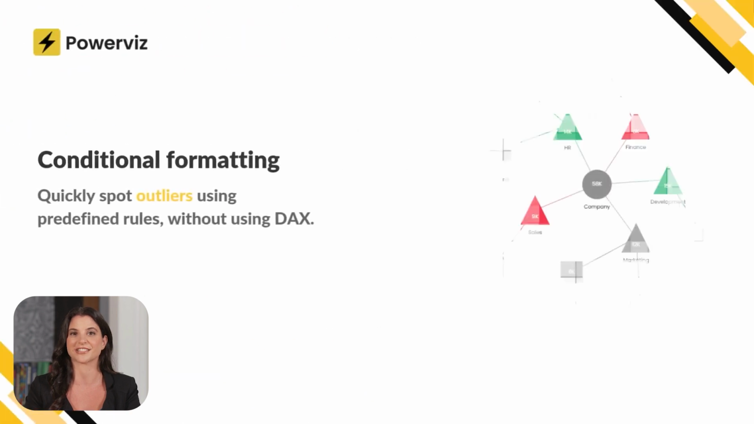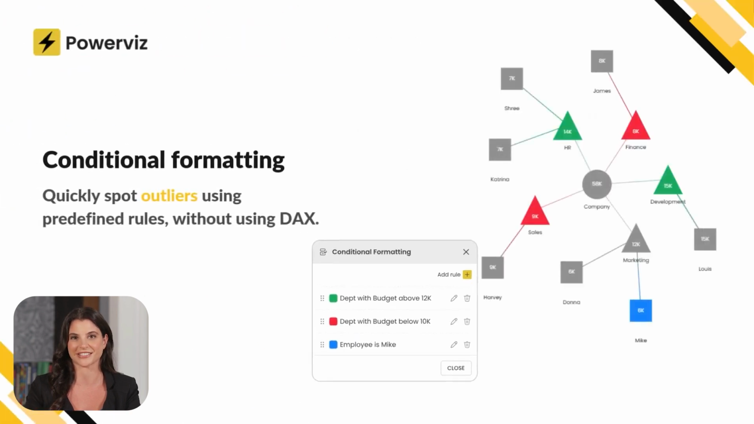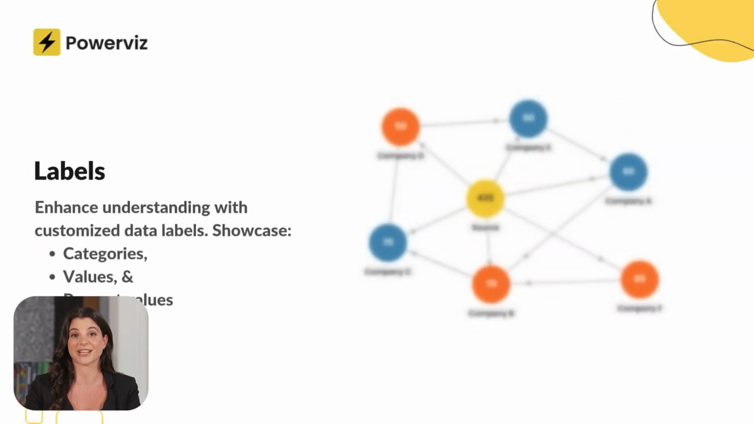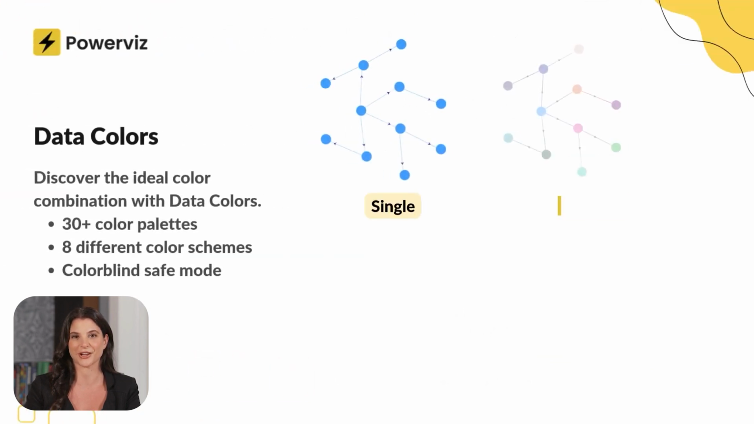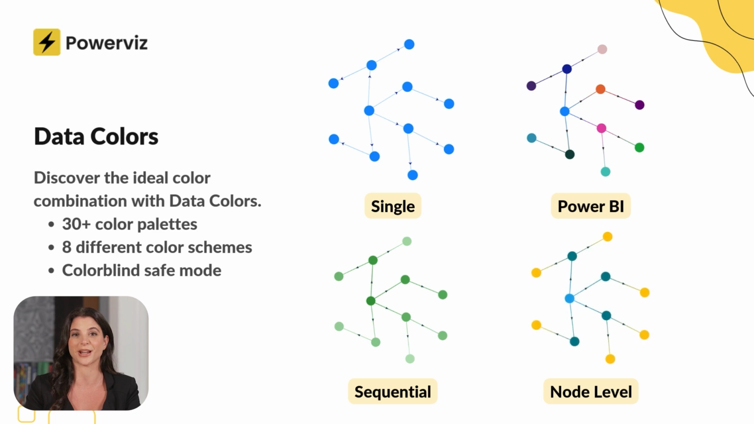Apply rules to instantly highlight outliers, key entities, or connection strength, all without writing a single line of DAX. Place labels inside or outside the nodes, or use custom labels for full control. Choose from over 30 color palettes, including colorblind-friendly options, to keep your visuals accessible and impactful.